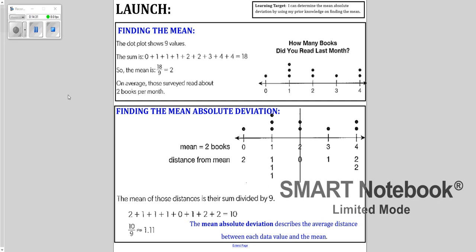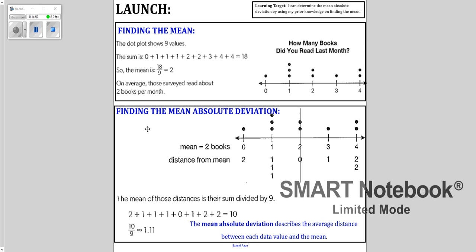Here's just a quick thing about finding the mean. The dot plot here shows 9 values. You can count them, there are 9 of them. So you add them up, you get 18, divided by 9, you get 2. Now there's something called mean absolute deviation. That's what we're going to be learning next and doing for the rest of the lesson. Once you find what the mean is, so you can see in this top part we found that the mean was 2.